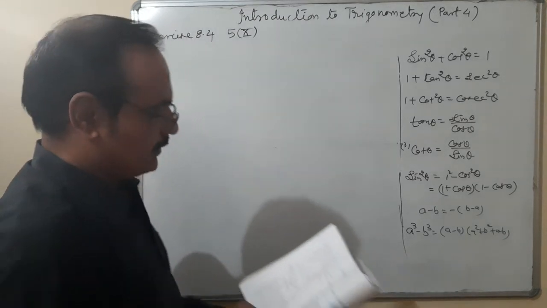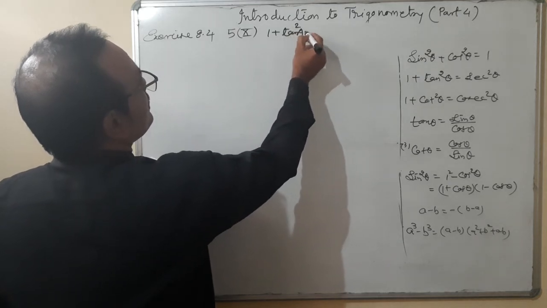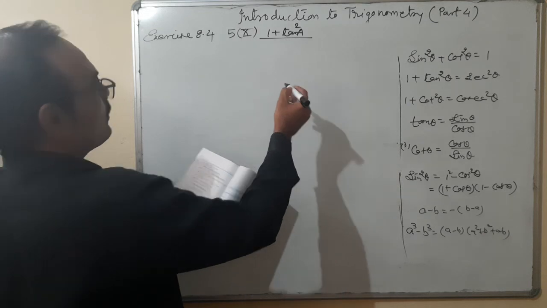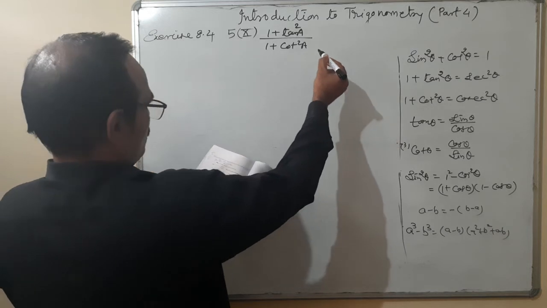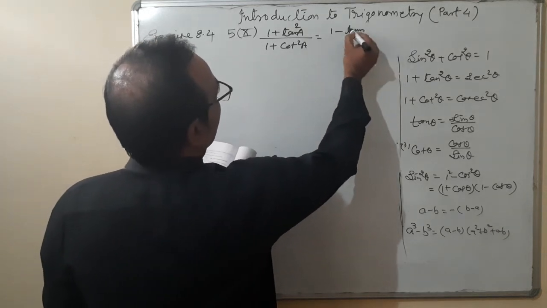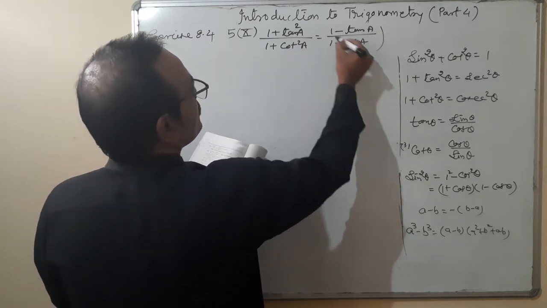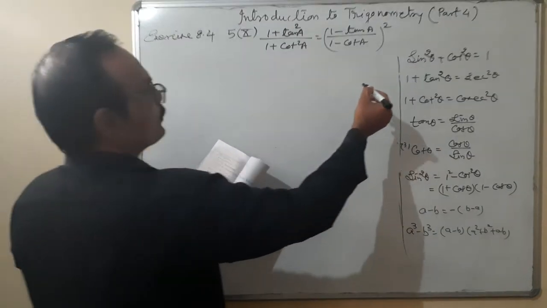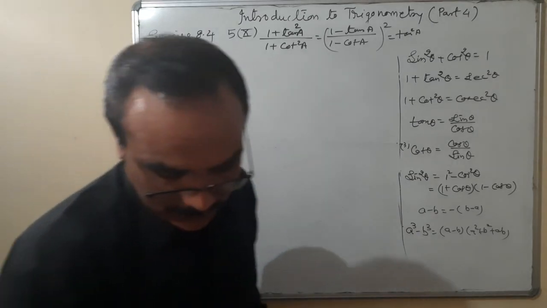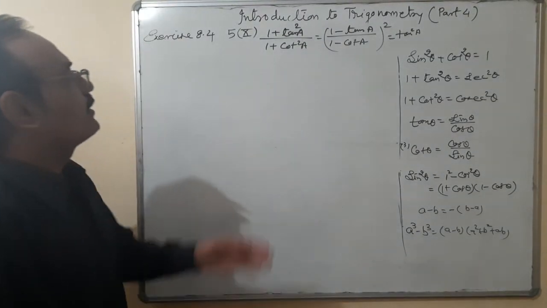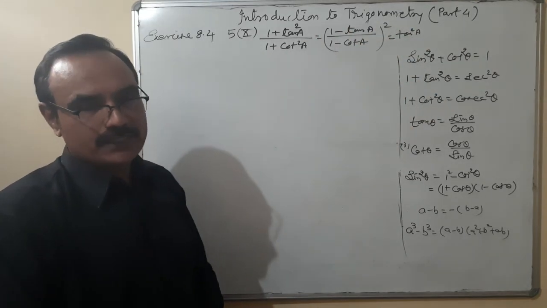1 plus tan square A upon 1 plus cot square A is equal to 1 minus tan A upon 1 minus cot A whole square, is equal to tan square A. Okay. Three terms are there. First term is equal to second term is equal to third term. How to solve these type of questions?